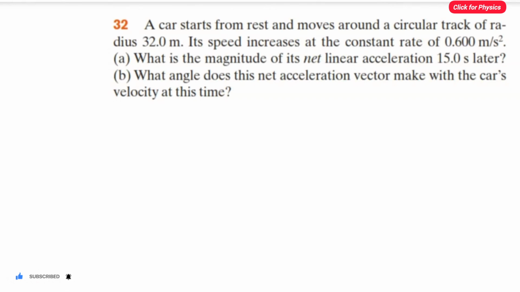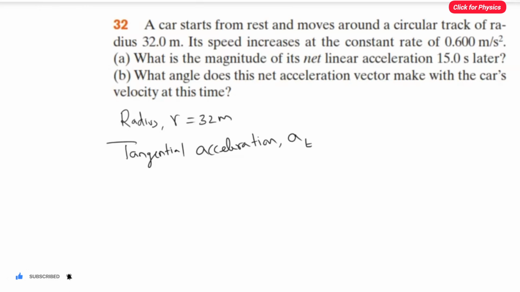The radius of the circular track is given. So radius R is equal to 32 meter. And then its speed increases at a constant rate of 0.6 meter per second square. That means the tangential acceleration they gave. So tangential acceleration, a_t, here they gave as 0.6 meter per second square.